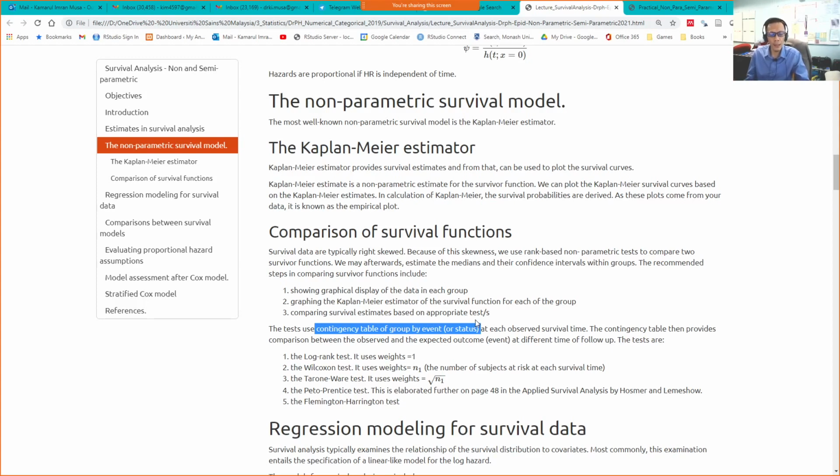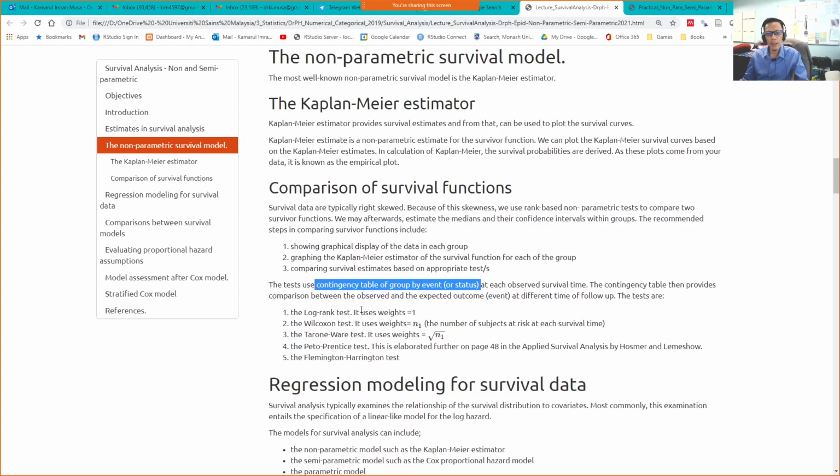If the log rank test is very different from Wilcoxon, which is very different from Tarone-Ware, then we might want to check our data. Okay, if the data is not that problematic, then the log rank test, the Wilcoxon, the Tarone-Ware, the Peto-Prentice, and the Fleming-Harrington will almost be the same.